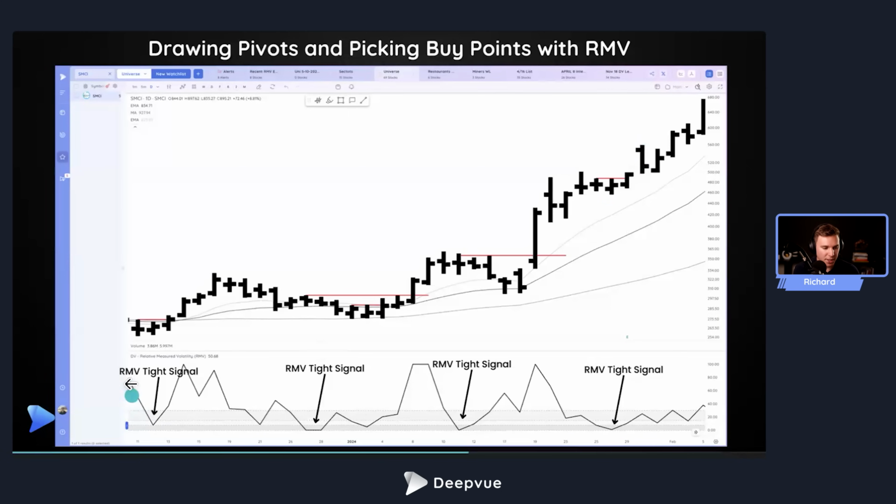Using the last example here, we get the tight signal, we move up, identify the key high of that range, which is this one, and then this is your buy point in a potential day trade, swing trade, position trade, whatever is relevant to your style and time frame. So that's pretty much how I look to set pivots and potential buy points using RMV.